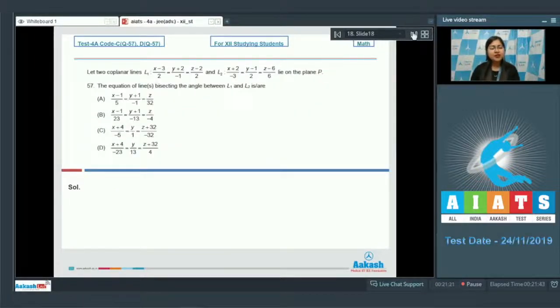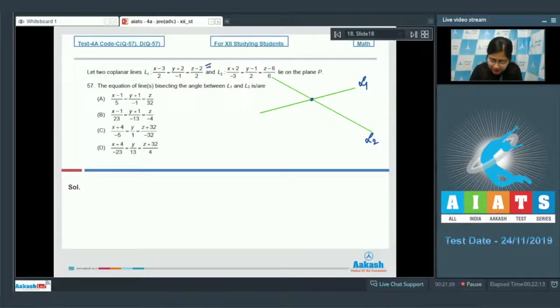Next is paragraph type questions. So it says that let two coplanar lines L1 and L2 lie on the plane P. So we have to find the equation of line bisecting the angle between L1 and L2. So let us say these are the two lines L1 and L2, right? For finding the bisector of these lines, we have to find the point of intersection.